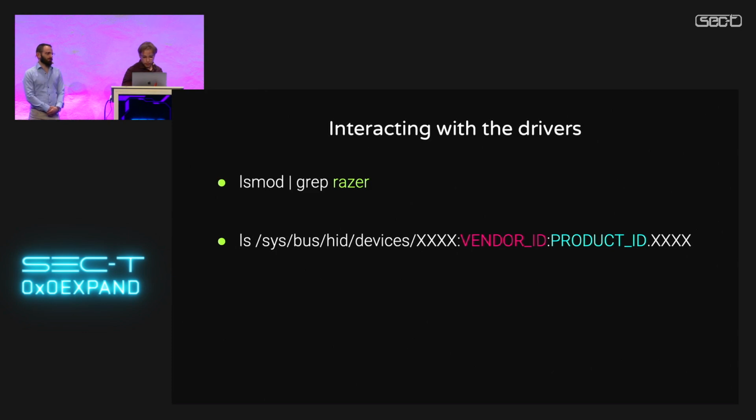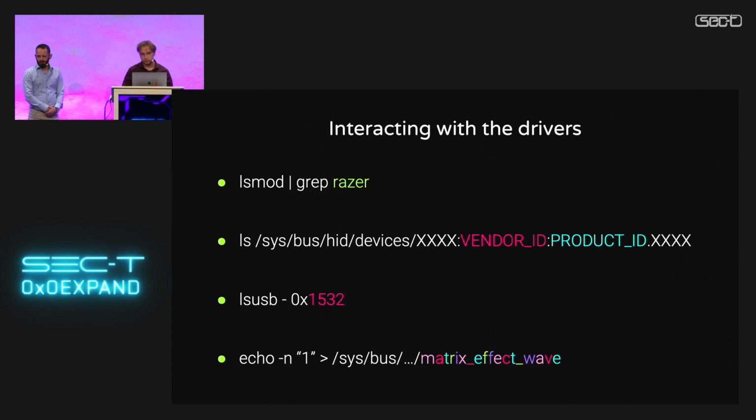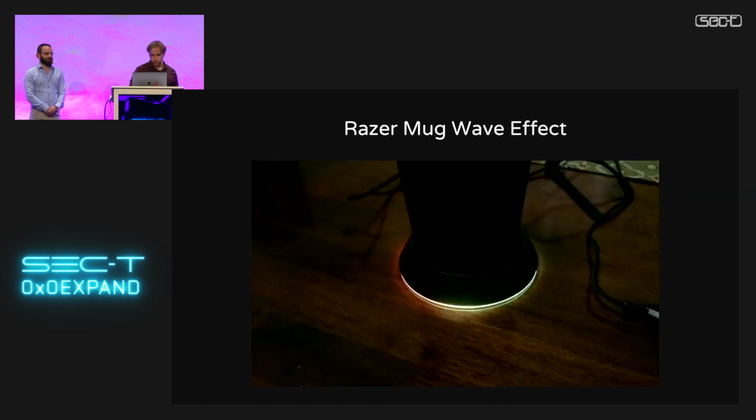This can be done by running lsusb. Just have a note that Razer's vendor ID will always be hex 1532. Running lsusb will show us all the devices connected via USB, and we can find the product ID. And lastly, we can read or write into the exposed file. For example, if we're echoing 1, which is just writing 1, into the file called matrix_effect_wave, it will trigger the implemented functionality in the kernel module, which is supposed to apply the wave effect on the device. So it will do this. And we can see it also here.